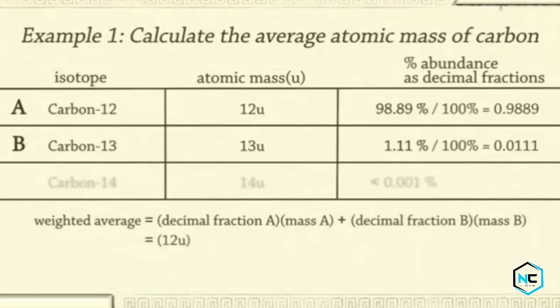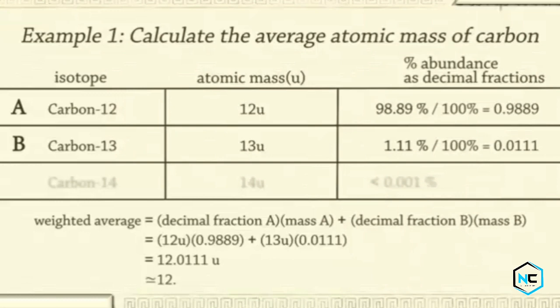That's 12 times 0.9889 plus 13 times 0.0111, which equals 12.0111, or about 12.01 unified atomic mass units. That should be close to what you see on your periodic table.